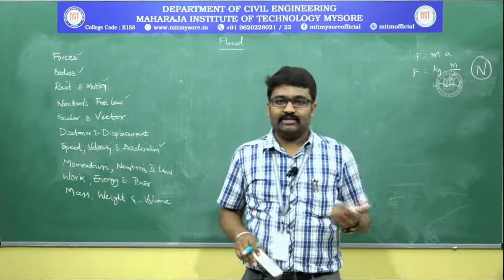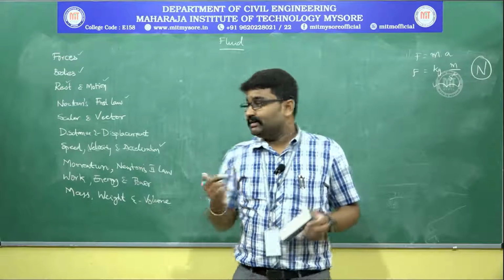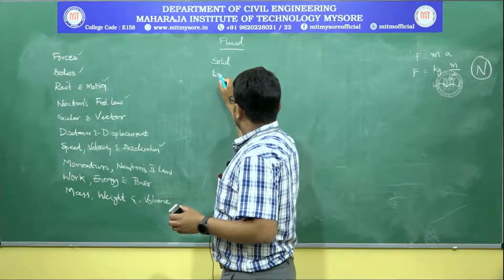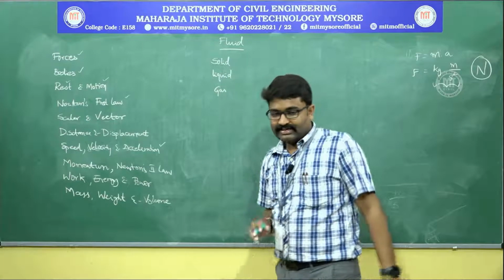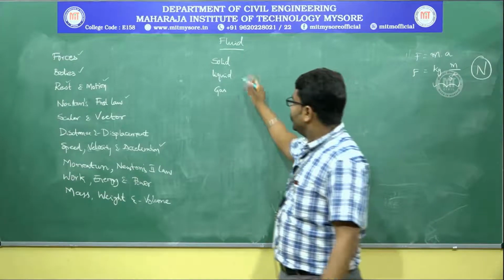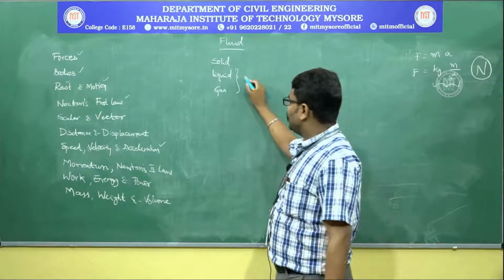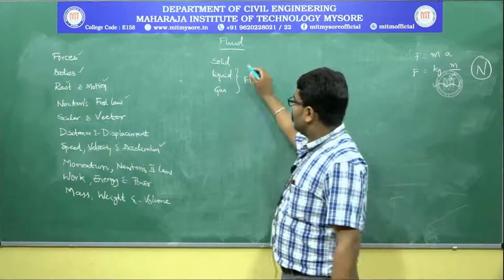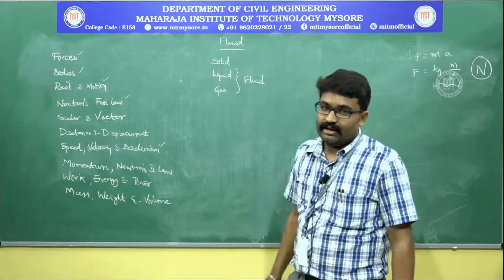But as a beginner in science, you would have been taught there are three states of matter: solid, liquid and gas. Basically, anything that has the capacity to flow is called a fluid. Both liquid and gas can flow, so we have put them together and we call it fluid. So there are only two states of matter, one is solid, the other one is fluid.